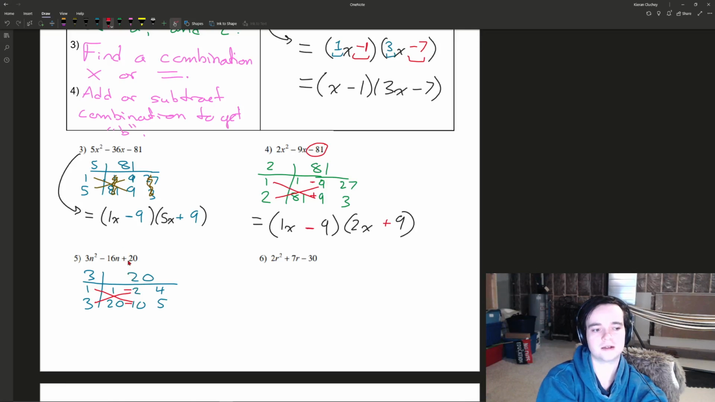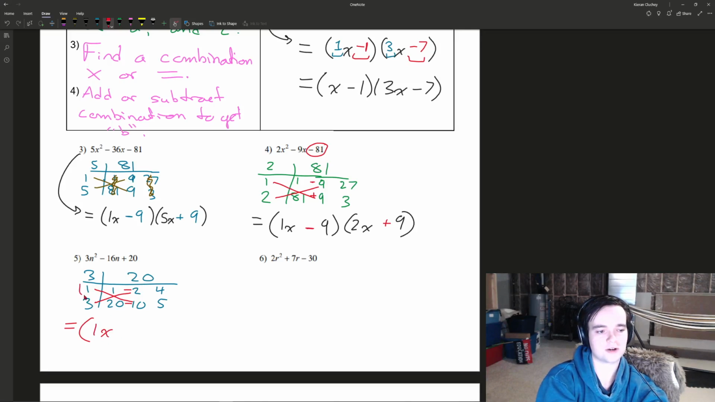More than that, since they need to get to -16, they both have to be negative because we want the positive 20 here. We want -2 times -10 gets you positive 20, and we know they both have to be negative, so we get that -16 when we add them. All right, so actually fairly straightforward, I think, I hope.